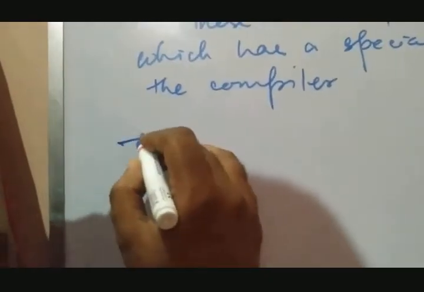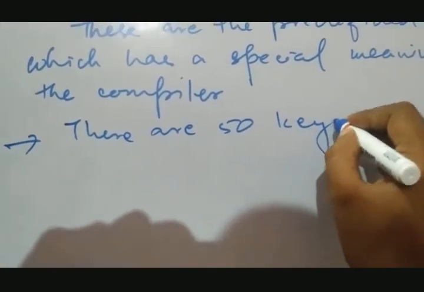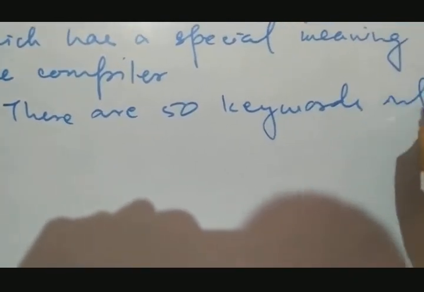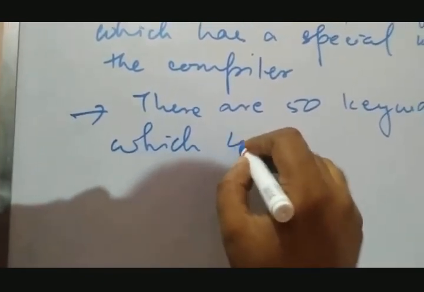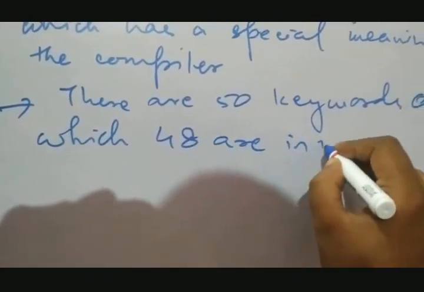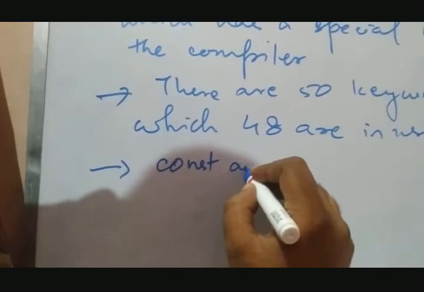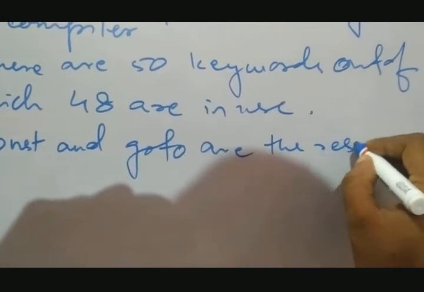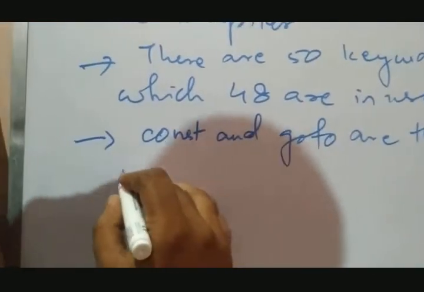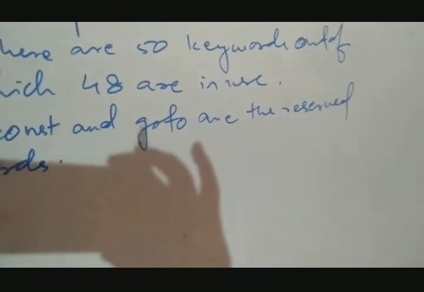Altogether there are 50 keywords, out of which 48 are in use. Now what are the two left? Const and goto are the reserved words. They are not defined. They are the reserved words which will be defined in the future.